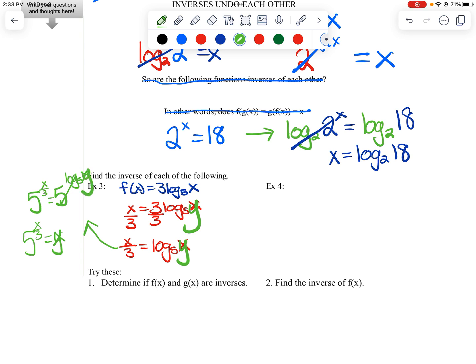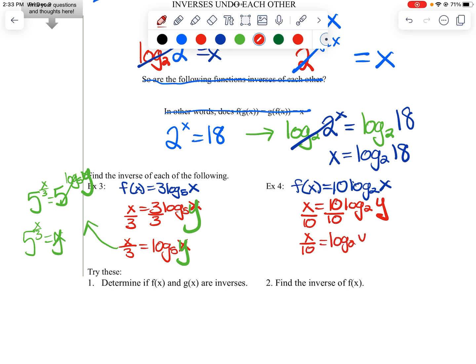So let's take a look at another, and hopefully I won't mess this one up. So let's say we have f of x equals 10 log base 2 of x. So let's switch our x and y. So x equals 10 log base 2 of y. Okay, divide by 10, divide by 10. So x divided by 10 equals log base 2 of y.